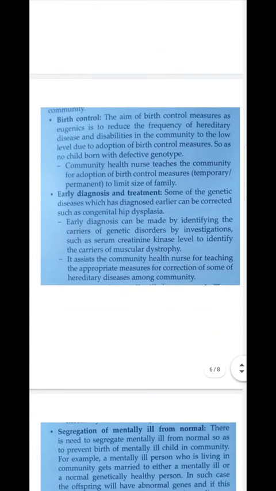Next method is birth control. It is to reduce the frequency of hereditary disease and disabilities in the community to a low level through the adoption of birth control measures. So, we can reduce the disabled children in the community by adopting these birth control measures. There are two types, that is temporary and permanent.